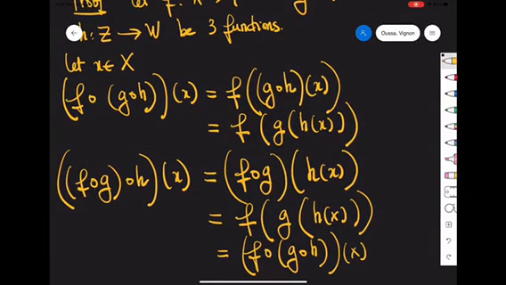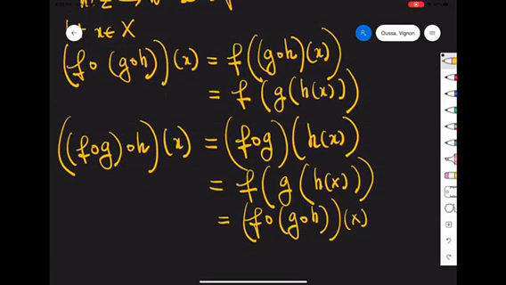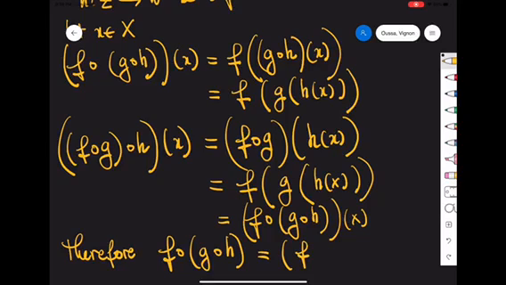One can check that those two functions have the same domain and the same codomain, and they map every element in the domain to the exact same element in the codomain. So therefore, F composed with G composed with H is the same thing as F composed with G first composed with H. Right, so this is an associative operation.